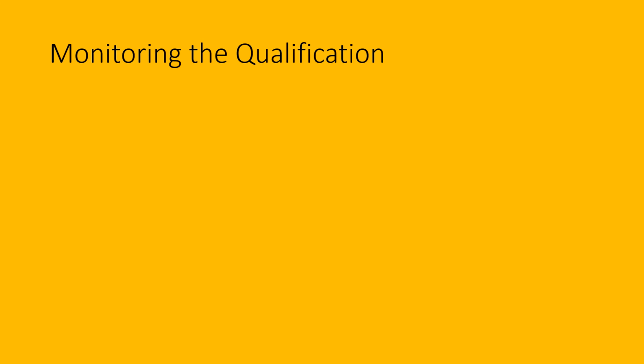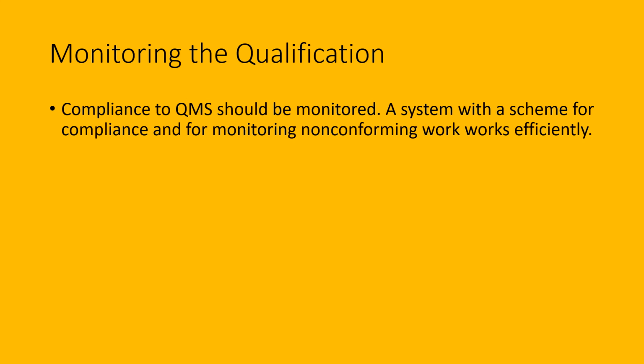Let us see how the monitoring of qualification is done. Compliance to QMS should be monitored. A system with a scheme for compliance and for monitoring the non-conforming work works efficiently. Monitoring non-conforming work means monitoring how many times the test was done wrongly against the number of tests carried out during a specific period, say 1 year. It is like a performance indicator.